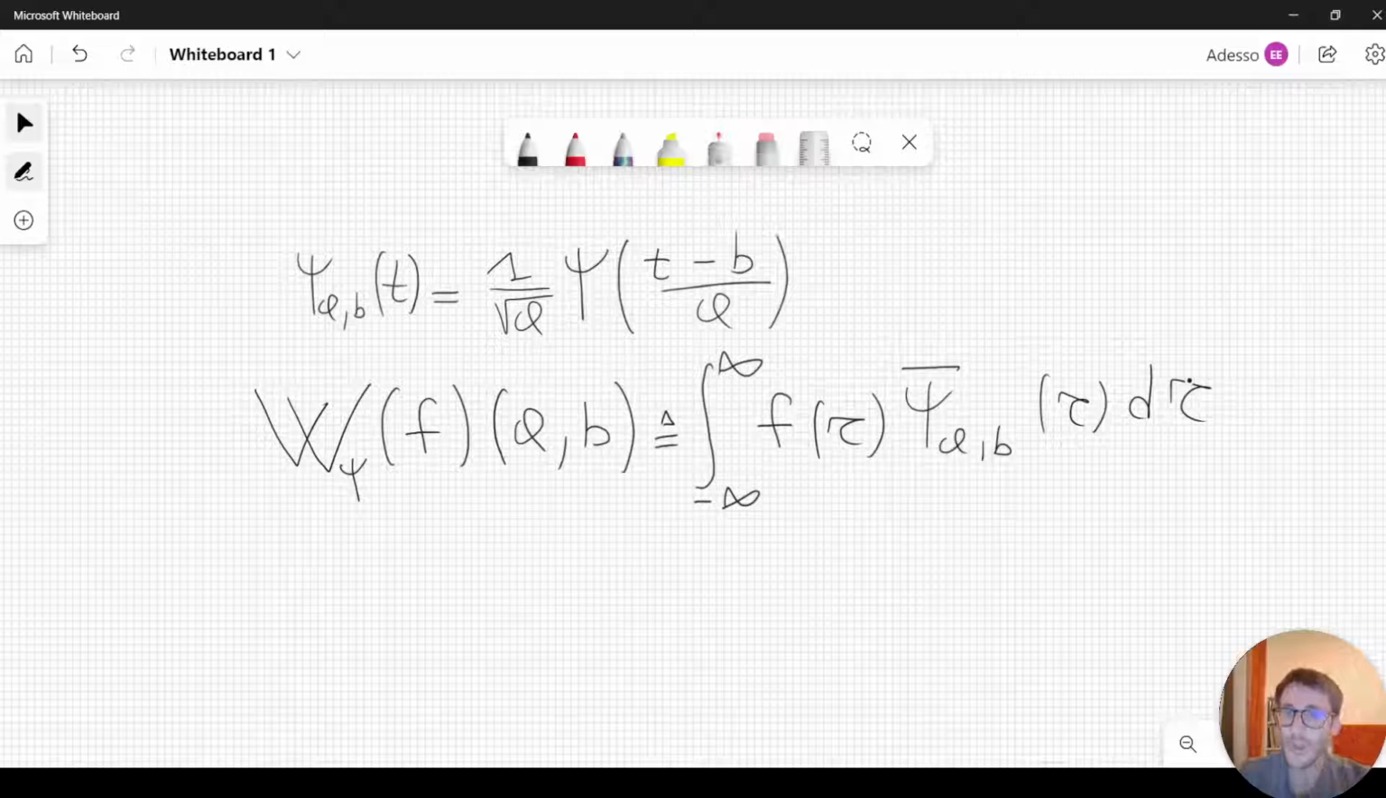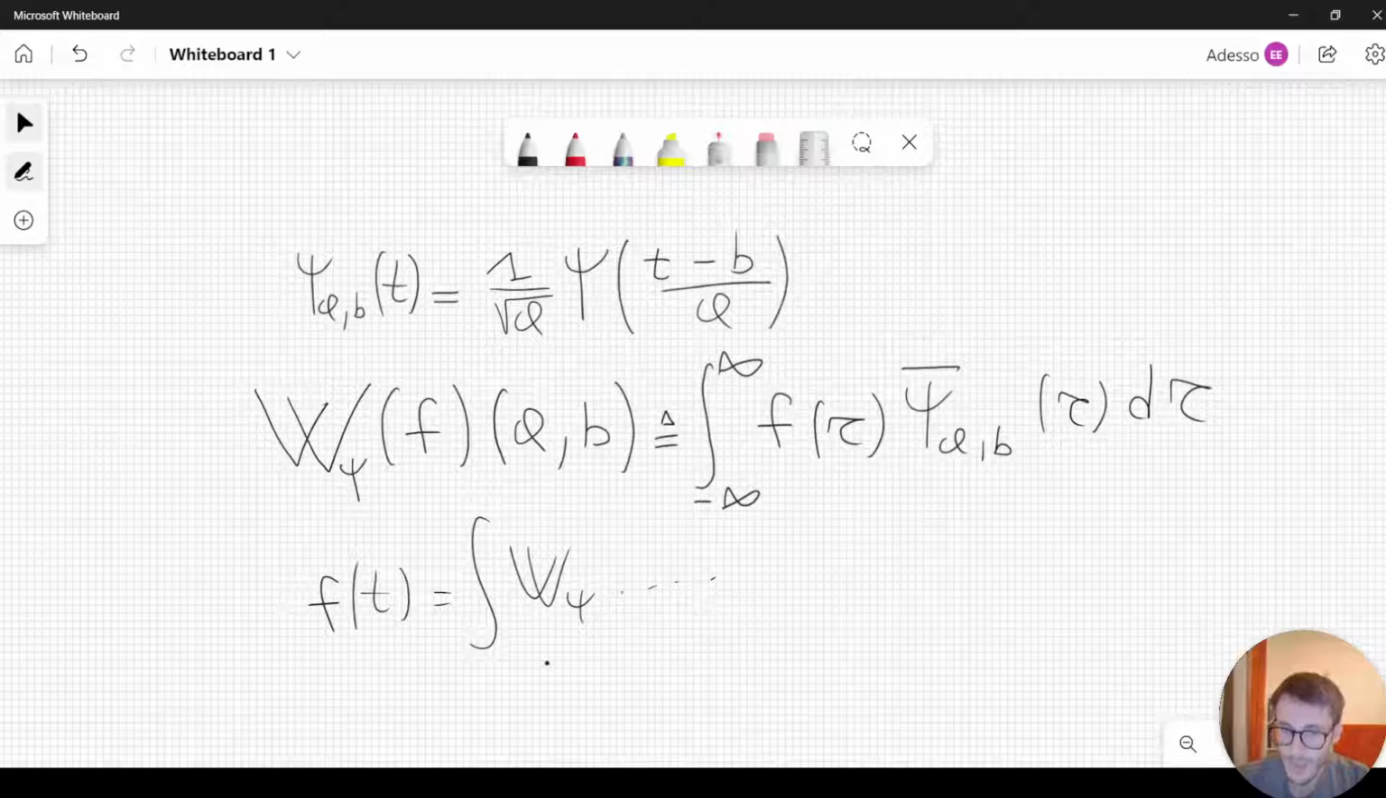What we are going to do is derive the inverse wavelet transform. So in particular, we will have something like f of t, or tau if you want, and this will have to be defined as some kind of integral of the wavelet transform and so on. So we have to find the inverse transform. That's our objective for this lecture.